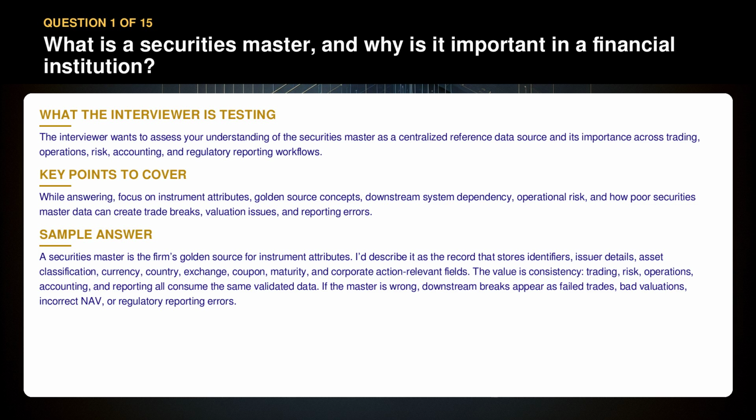A Securities Master is the firm's golden source for instrument attributes. I'd describe it as the record that stores identifiers, issuer details, asset classification, currency, country, exchange, coupon, maturity, and corporate action relevant fields. The value is consistency. Trading, risk, operations, accounting, and reporting all consume the same validated data. If the master is wrong, downstream breaks appear as failed trades, bad valuations, incorrect NAV, or regulatory reporting errors.